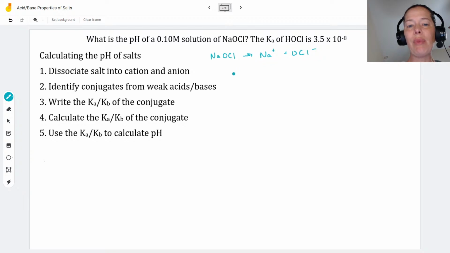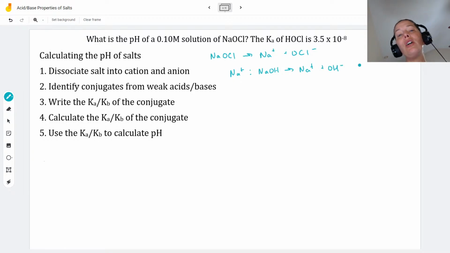So if I look at my sodium, this is exactly like potassium. So my sodium cation is coming from a strong base, this time sodium hydroxide, which gives sodium cations and hydroxide anions. That means sodium, you could call this a spectator ion. It is not contributing to either making the solution acidic or basic, so we can basically just ignore this. Haha, basically. Okay, that was pretty good.